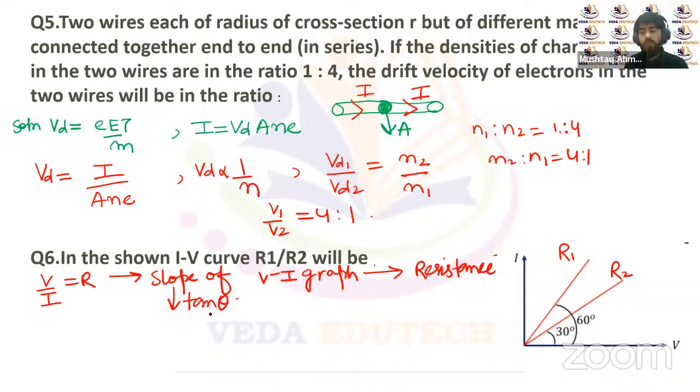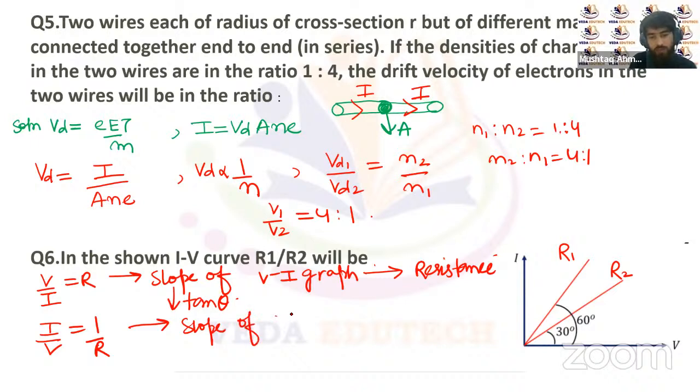It means the tangent of the angle made by the voltage versus current graph with the x-axis will give us the slope, or the resistance of that conductor. But the question here is that we have been given IV characteristics. Then I upon V will be equal to 1 upon R.